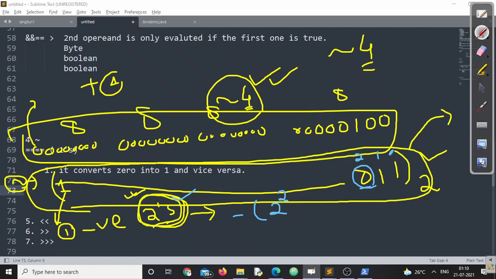Why 2 to the power 2? Because I have to find out the position of all the zeros. Now 1 0 is there and that 0 is present at index 2. So I have to write 2 raised to the power 2. Why 2? Because the index is 2, right?